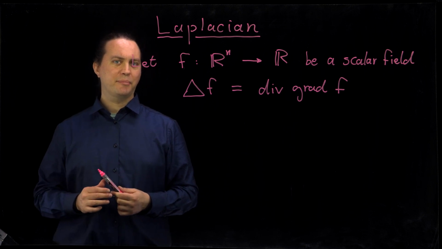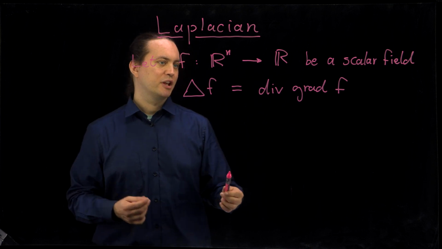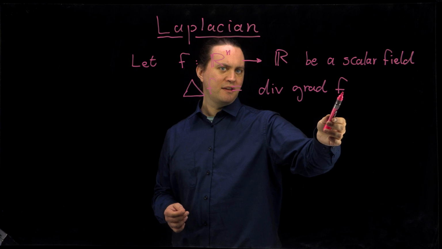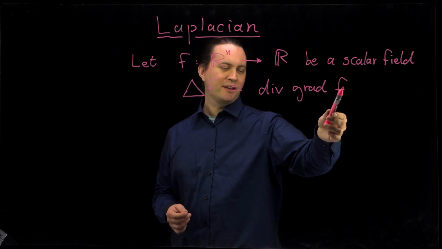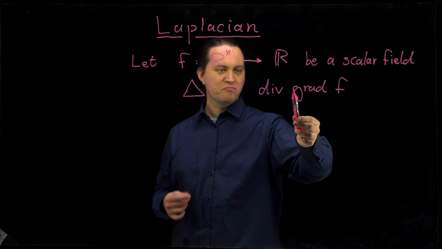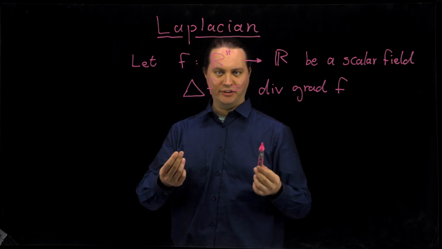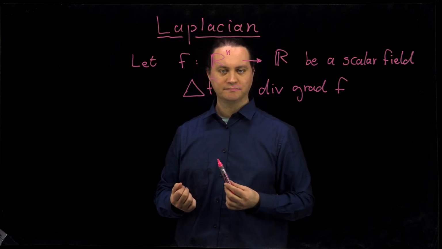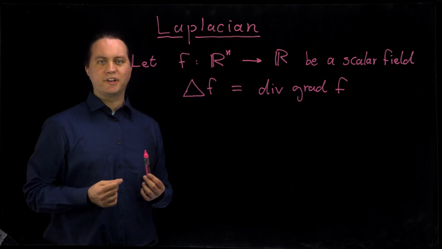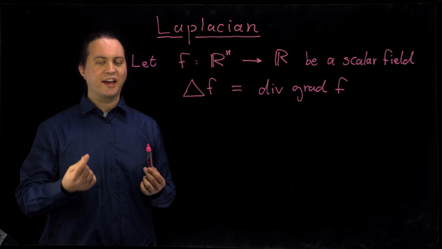Let's briefly check what's happening here. If we take the Laplacian of f, that means we take the divergence of the gradient of f. Now, f is a scalar field. The gradient will be a vector field. And if we take the divergence of this vector field here, again we get a scalar field. That's what we already know. So we can summarize as follows: the Laplacian of a scalar field is again a scalar field.